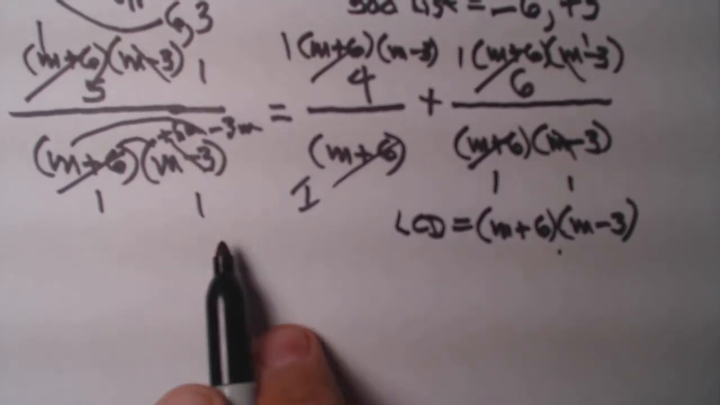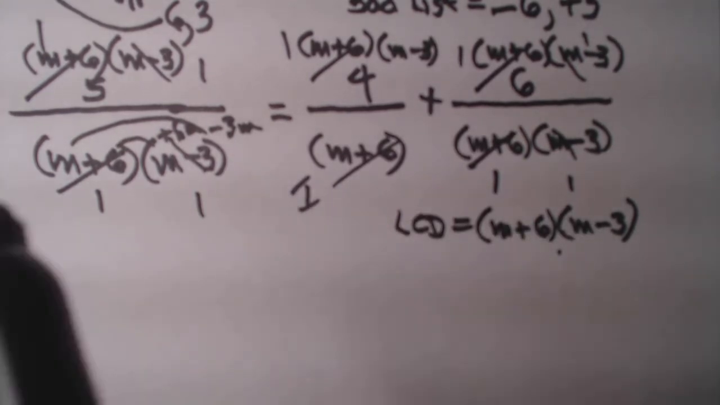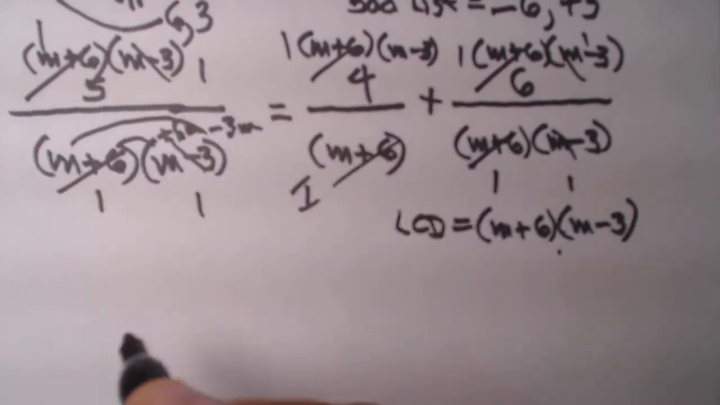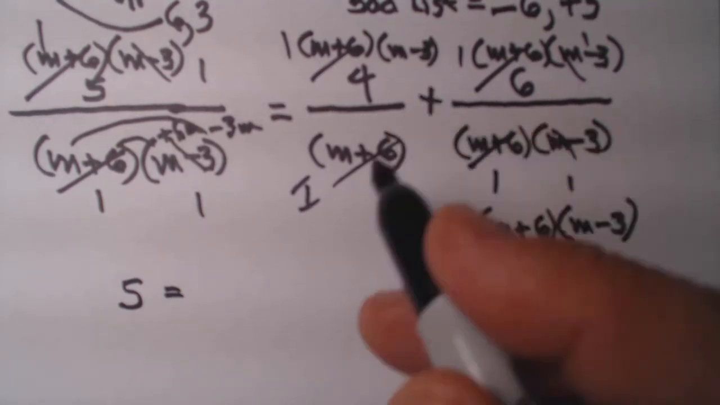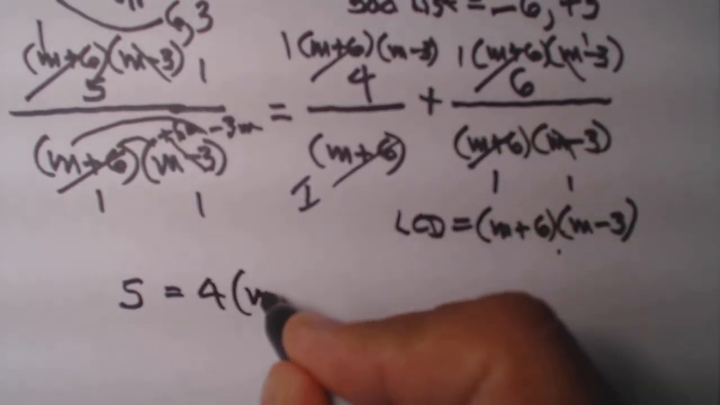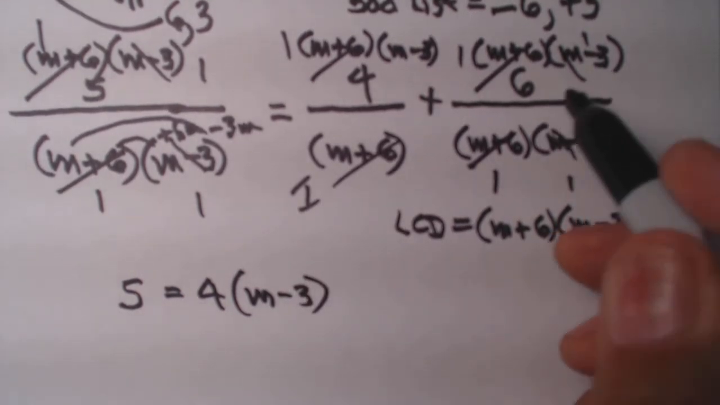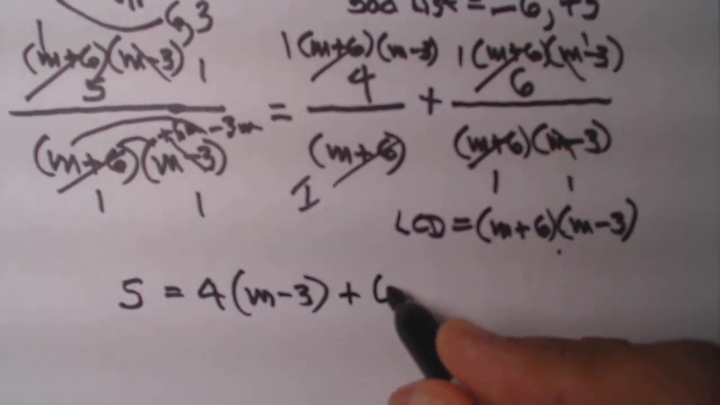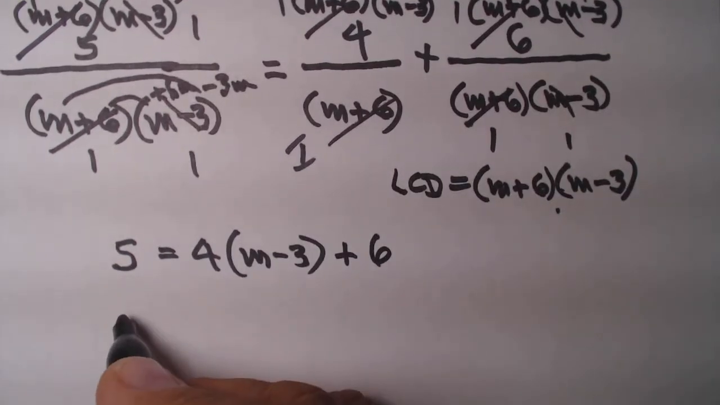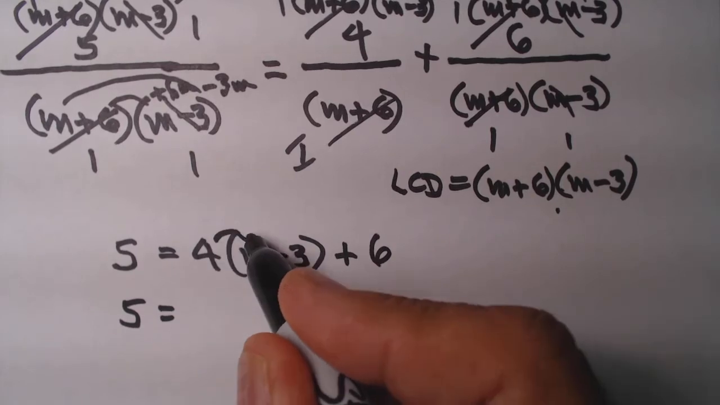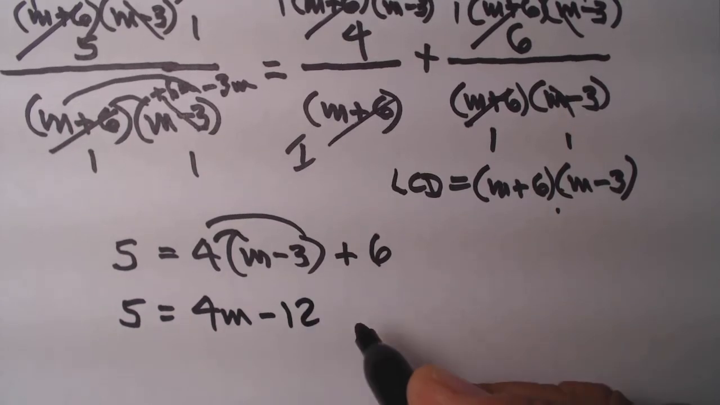Okay, here we go. Notice, of course, that we just got ones downstairs, so the answers are just the upstairs. Upstairs here, I got 5 times 1 times 1. Well, that's just 5. Equals on the right, 4 times m minus 3. So here we go. We'll clean this up in a moment. 4 times m minus 3. And then plus 6 times 1 is plus 6. Okay, let's keep going and see what we've got here. Okay, 5 equals, distribute the 4. I get 4m minus 12 plus 6.